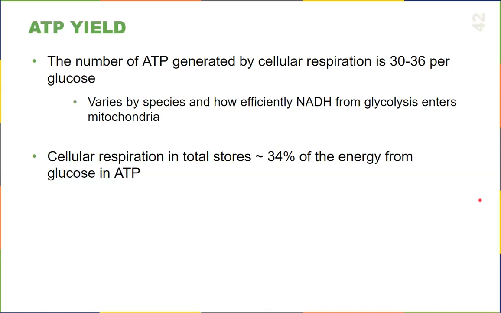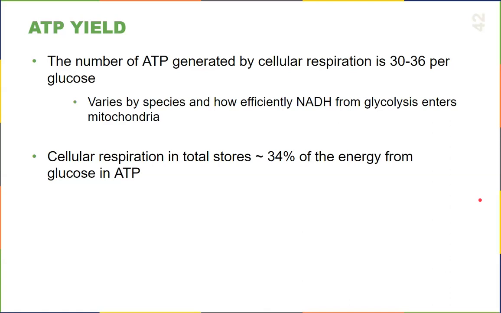So in this last step, remember, glucose is no longer around. We've broken glucose up, so glucose is not even in this last step, but the products from breaking glucose up are, which are NADH and FADH2. We make about 30 to 36 ATP per glucose molecule. It ranges from 30 to 36 depending on which organism you're talking about. Some organisms are more efficient than others.